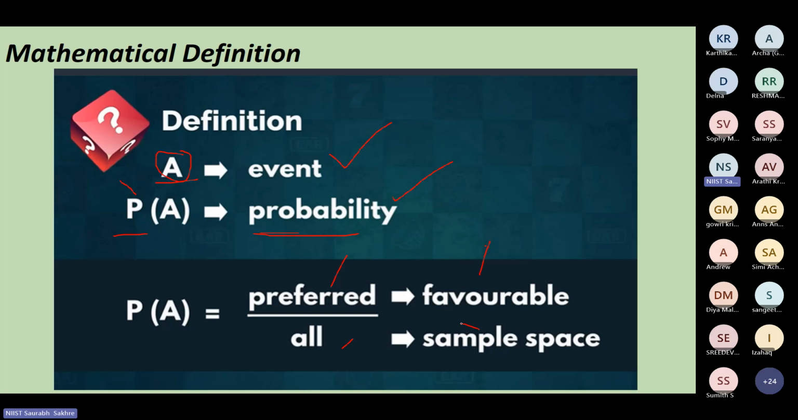Let me go to the previous example, flipping a coin. There are possibly two outcomes only, head or tail, and I want head. So my probability will be 1 by 2. Every time there is a 50% chance that either head or tail will come out of two outcomes. So P of A will be the preferred outcomes divided by all the outcomes. Preferred outcomes are favorable, that is what we want. And the sample space is the total number of outcomes which can occur. I hope the mathematical definition of probability is clear to you.